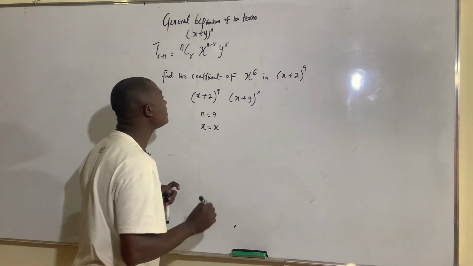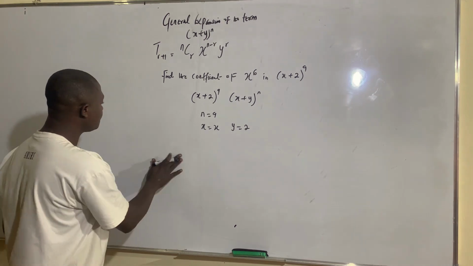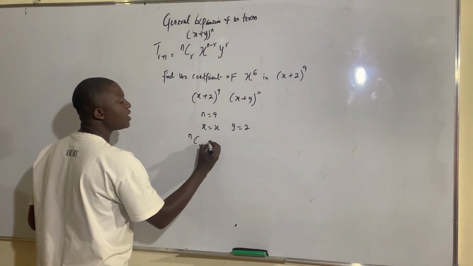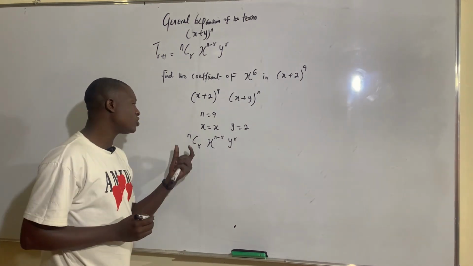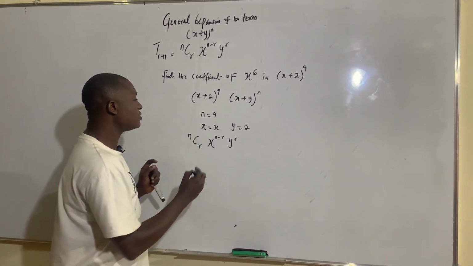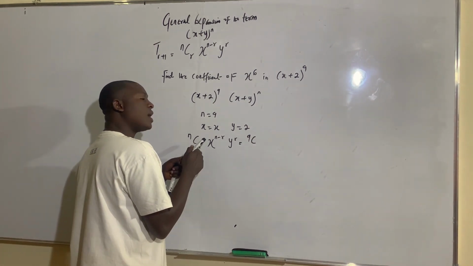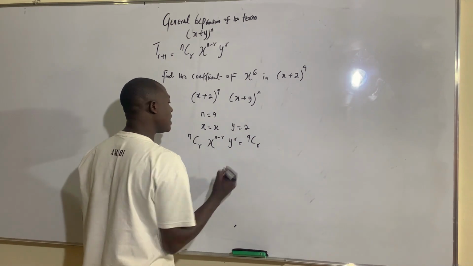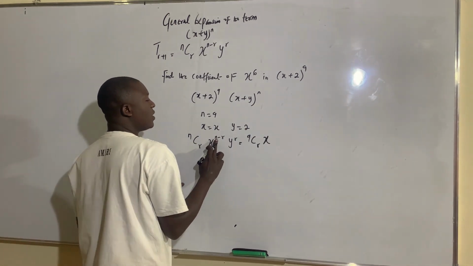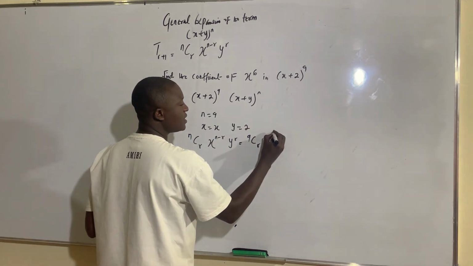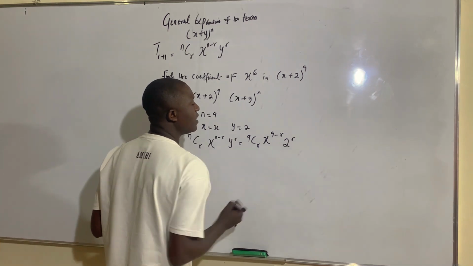I know I told you it can be anything, and here y is 2. So using the formula, that's n combination r, x raised to the power of n minus r, y raised to the power of r. I will just substitute. So now my n is 9, meaning we have 9 combination. Our r is unknown because we don't know the value of r. 9 combination r, our x is x here, x raised to the power of n, which remains as 9, that is 9 minus r. Our y is 2 here, that's 2 raised to the power of r.